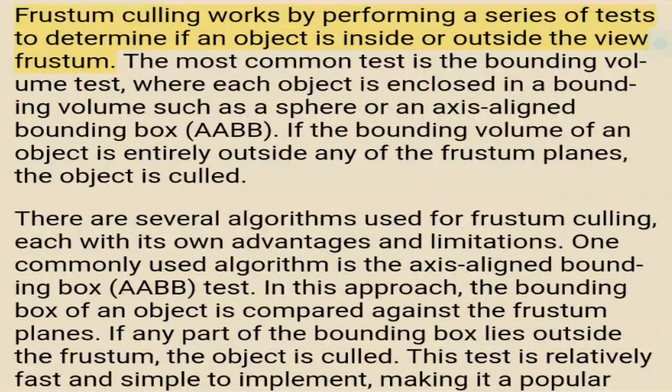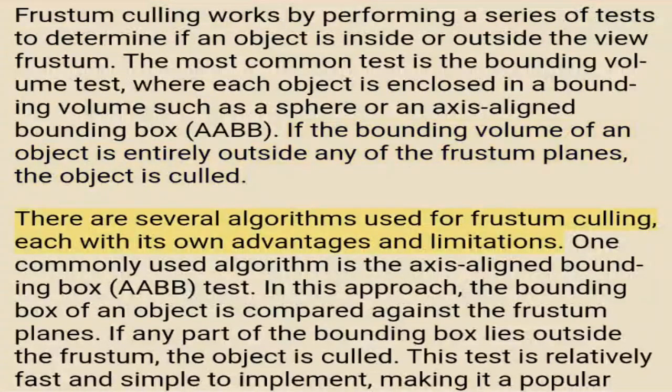Frustum culling works by performing a series of tests to determine if an object is inside or outside the view frustum. The most common test is the bounding volume test, where each object is enclosed in a bounding volume such as a sphere or an axis-aligned bounding box, AABB. If the bounding volume of an object is entirely outside any of the frustum planes, the object is culled.